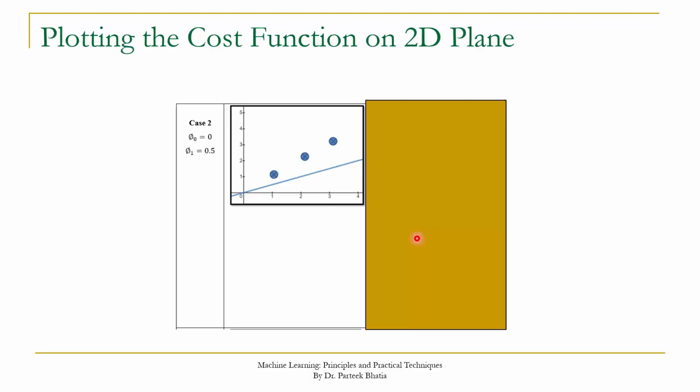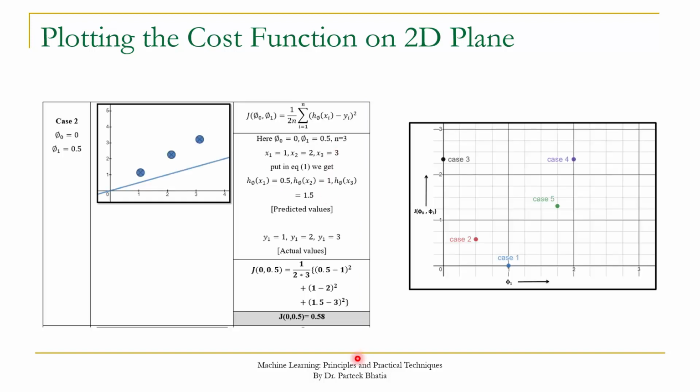In this case, the straight line will appear like this. Constant is 0, the slope is 0.5. For 1, the predicted value is 0.5. For 2, the predicted value is 1. And for 3, the predicted value is 1.5. The difference between predicted and actual value will be the error. So let's fit these values in this formula.